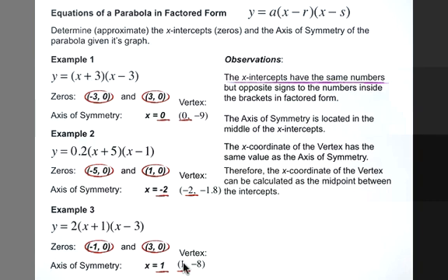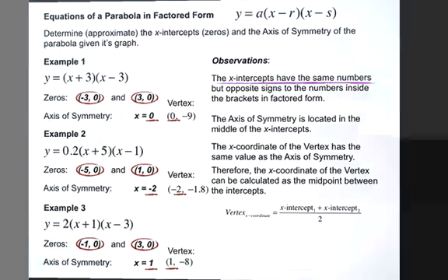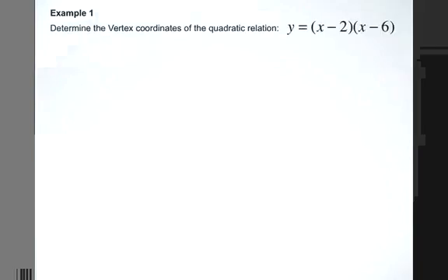Therefore, the x-coordinate of the vertex can be calculated as the midpoint between the intercepts. So, the vertex x-coordinate is equal to x-intercept 1 plus x-intercept 2, divided by 2. Let's try an example. Determine the vertex coordinates of the quadratic relation y equals x minus 2 times x minus 6.